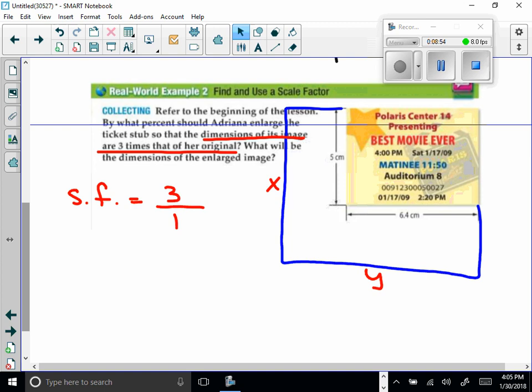It asked us kind of a weird question. It said, what percent would we increase this by? That just wants us to change 3 over 1 to a percent, which would be 300 over 100, or 300%. Then we want to figure out what this x and y would be.